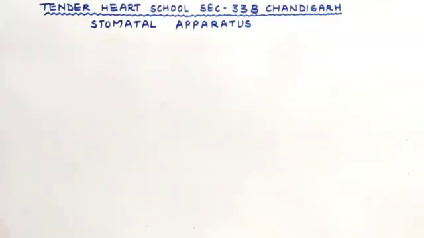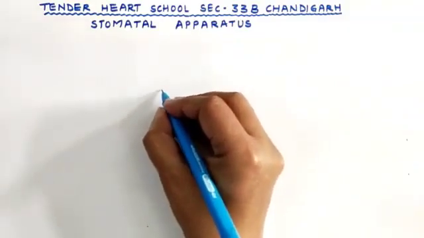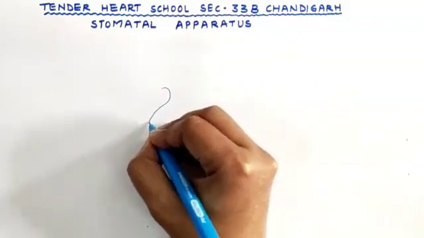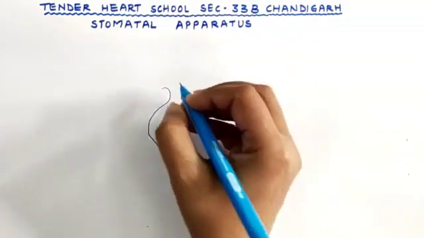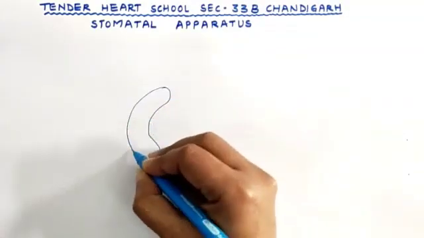Good morning, students. Today we will learn how to draw the stomatal apparatus. So let us just start with it. Firstly, we will make the guard cells which are surrounding the stomata. Guard cells, as you know, are bean shaped.